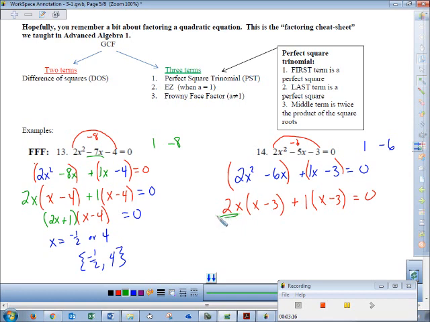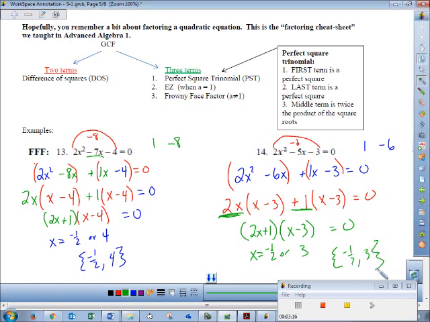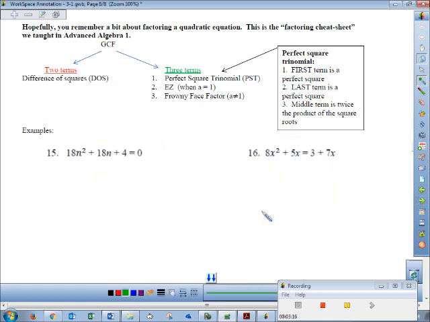Regroup these GCFs that we took out, they become a group of their own, 2x plus 1, and then x minus 3, and that equals 0. X equals negative 1/2 or 3, solution set. There we go. Next one.